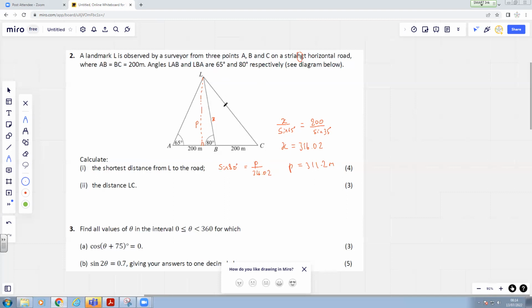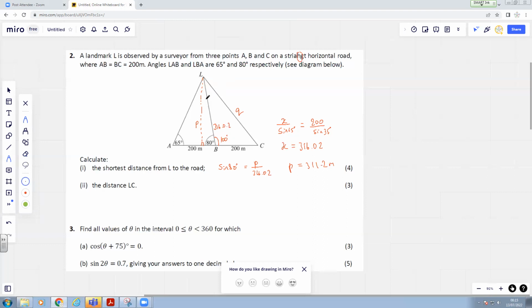Okay, the distance LC. Well, we already know this is 316.02, so let's write that on there. Let's call this side Q now. I don't know why, just the first letter which came into my head. We know that that's 100 degrees. And in these questions, you've just got to try and figure out what angles you can work out from the diagram. Now, if you look at it, I've now got an angle and two lengths either side, so I can work out the third length using cosine rule.